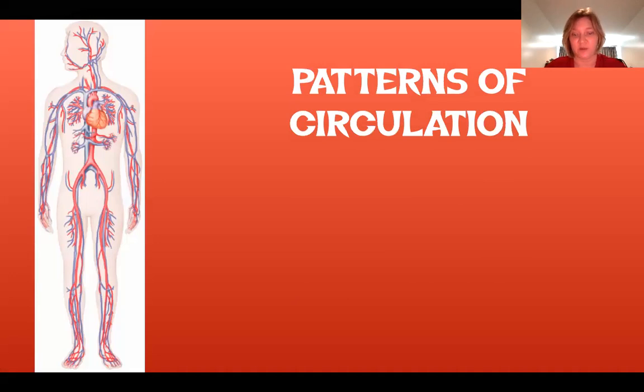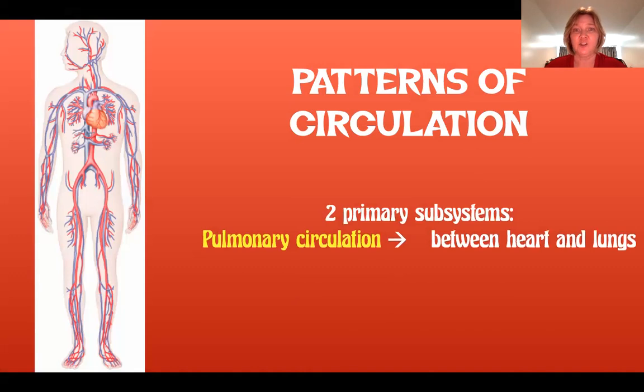The last part of section 1, and the reason why I wanted to break up section 1 into different videos because there's so much information, is patterns of circulation. So I've mentioned in a previous video that we have two primary subsystems for circulation. We have pulmonary circulation, which goes between the heart and the lungs, specifically the right side of the heart and the lungs, and then back to the left side of the heart. So from the body to the right side, to the lungs, to the left side, to the body.